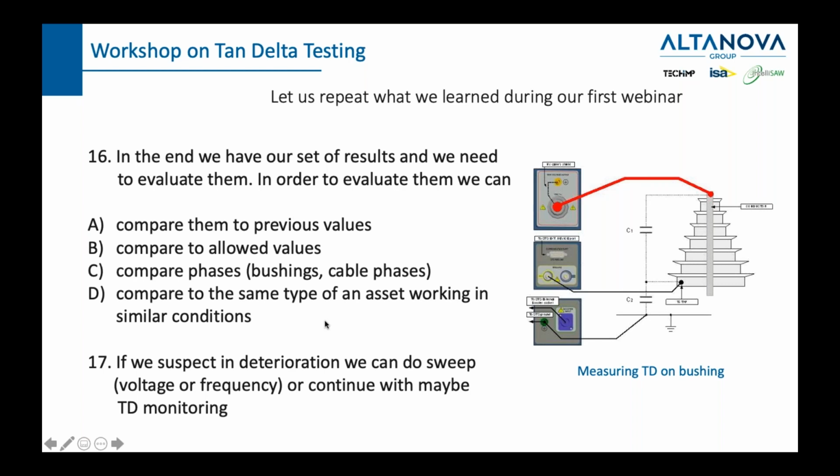Number 17 would be, if in the end we see that some values are suspicious, let's say bigger than 1%, what we can do is a voltage or frequency sweep, and we can continue with the monitoring of tan delta. If we find this system to be particularly critical, like a big transformer which is giving power to a whole city, that's then what we want to do. We can do a monitoring of tan delta.